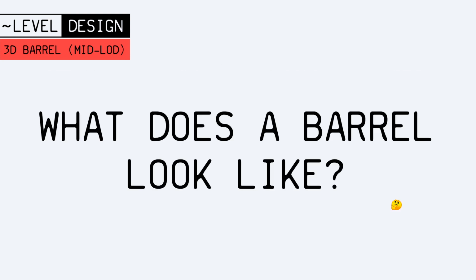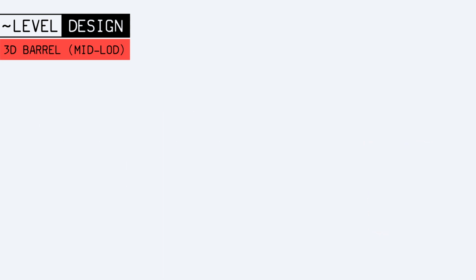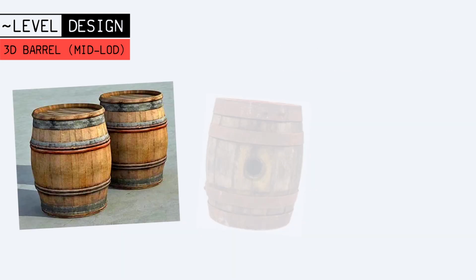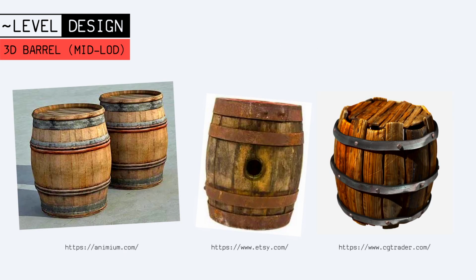Okay, so for this model, I'm going to go for the most iconic barrel shape one can imagine. We're gonna have some wooden planks circled with metal rings. As always, when starting off a new model, it's a good idea to take some reference pictures or drawings to clearly get the proportions and the key elements that make up the core identity of your object.